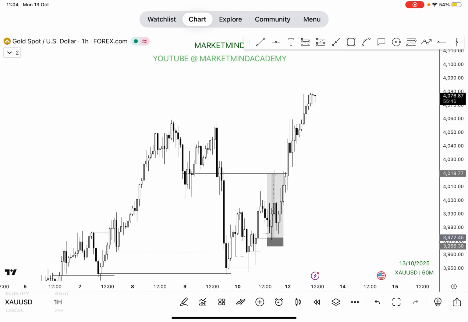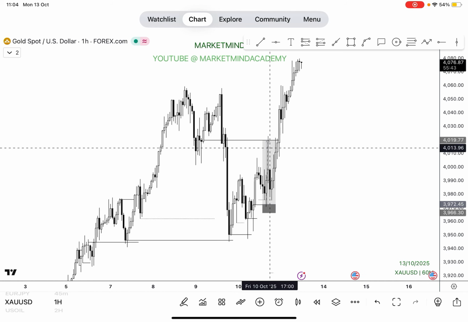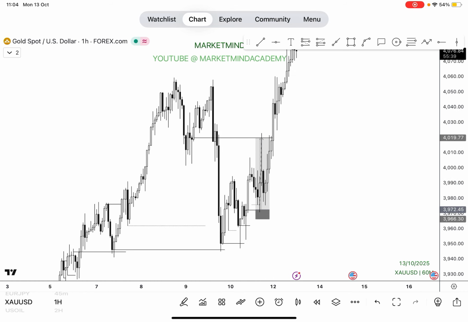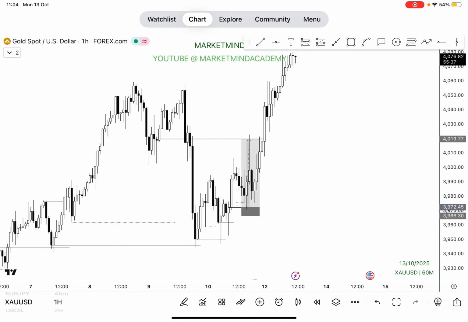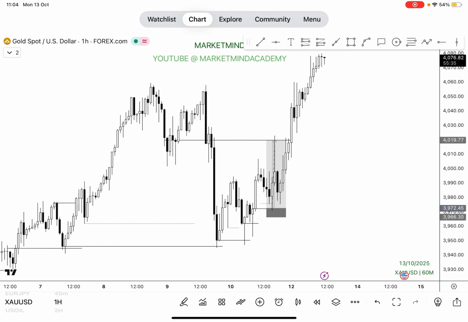And can you see it's created a new all-time high? So I was actually expecting price to reverse from here, but then it created a new high. So we're anticipating and waiting for a new clean setup again on gold. So that is all I have for you today.